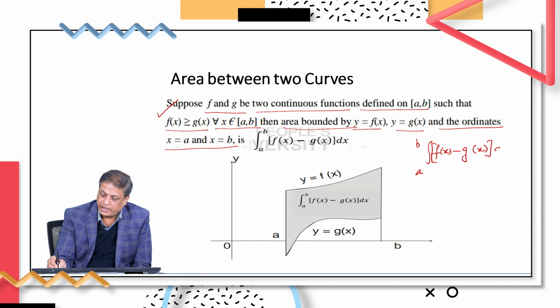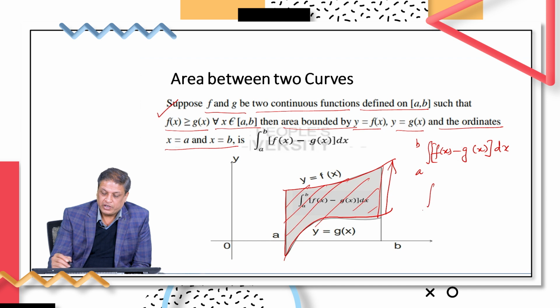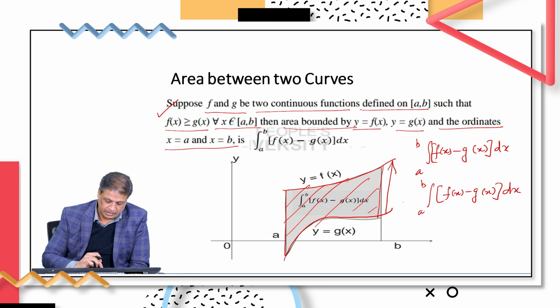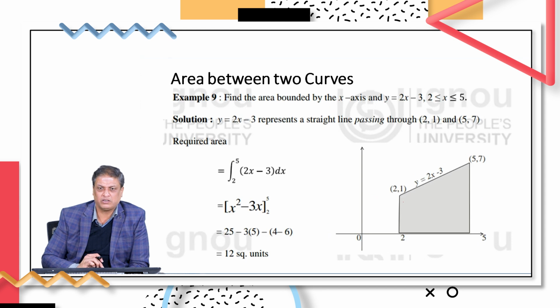Geometrically this is shown here: y = g(x) is one function and y = f(x) is another function, and f(x) is always greater than g(x). So the area between the curves will be given by the integral from a to b of f(x) minus g(x) dx. What do we mean by these expressions, these statements? We will learn in a better way when we solve some numericals.